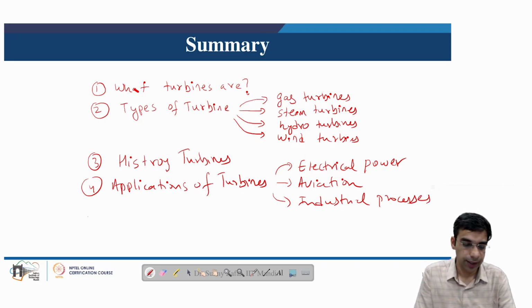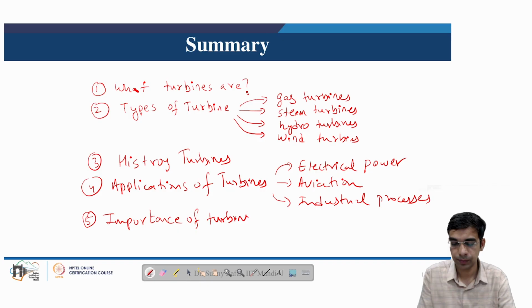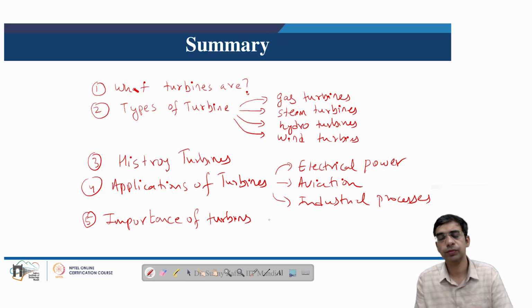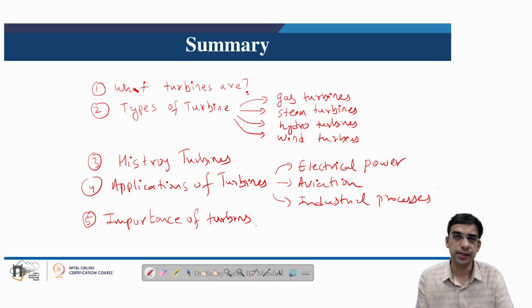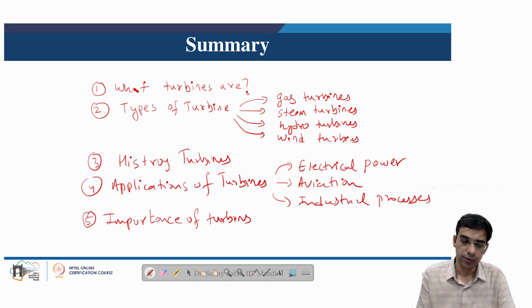And lastly, we have looked at the importance of turbines, where we have looked at how they help to minimize greenhouse gases. They help in minimizing the carbon footprint, especially the turbines which use renewable sources of energy like wind and hydropower, and how highly efficient turbines are needed to fulfill the rising energy needs. All these aspects have been summarized in this lesson 1. With this, we conclude the first lesson.